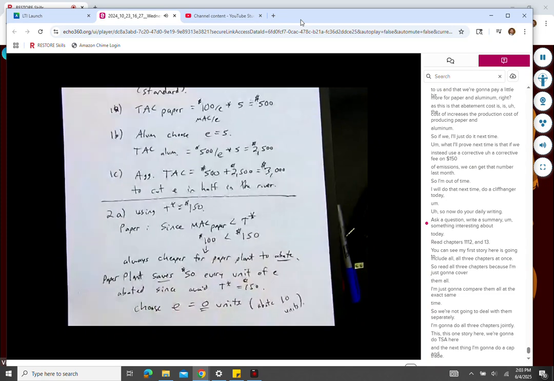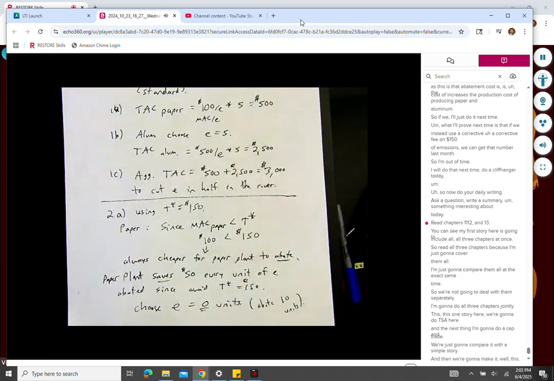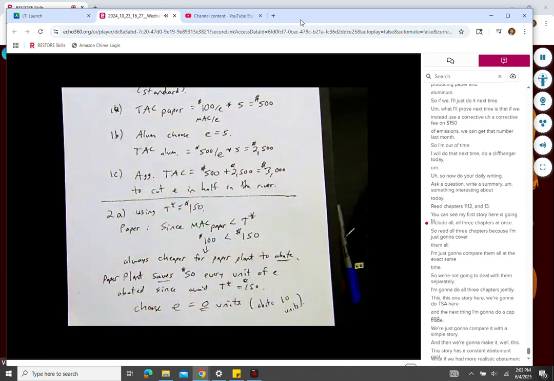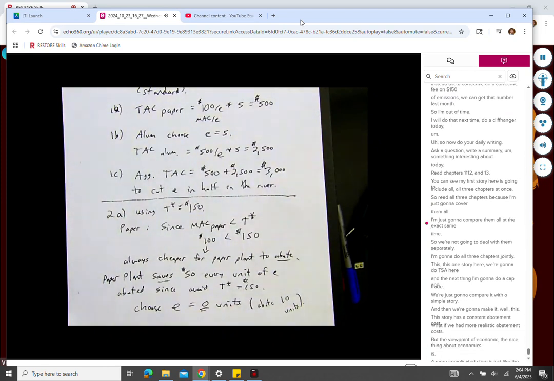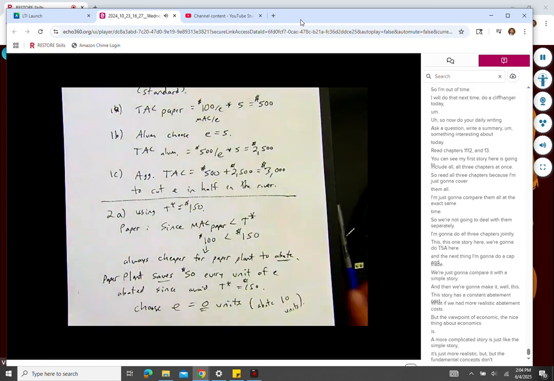Ask a question, write a summary, something interesting about today. Read chapters 11, 12, and 13. You can see my first story is going to include all 3 chapters at once, so read all 3 chapters because I'm just going to compare them all at the exact same time. We're not going to deal with them separately. I'm going to do all 3 chapters jointly.